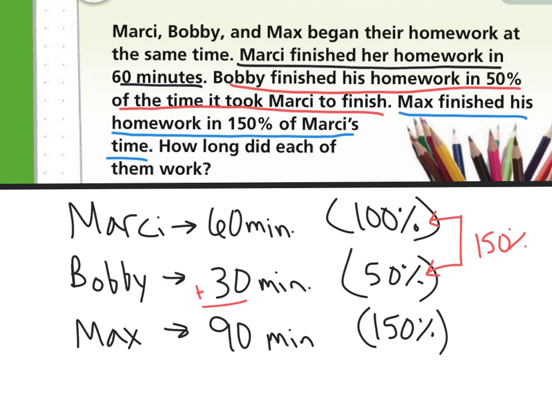Another way you could do it, which we'll get into as we go through this lesson, is you could take 150% of 60. We'll learn more about that later. But if you work out 150% of 60, then that works out to be 90 minutes as well. So there are several ways that you can come up with that one.